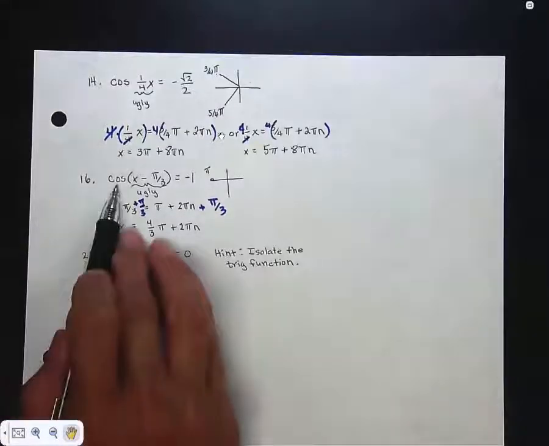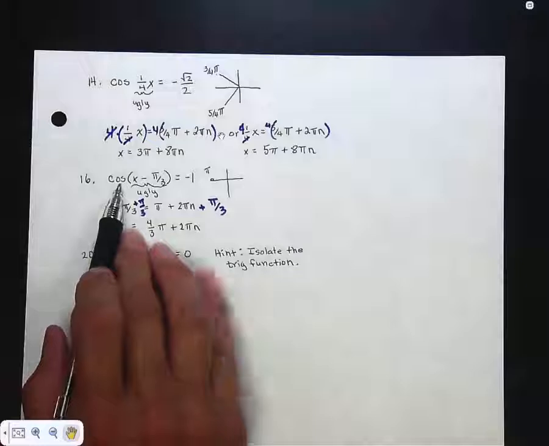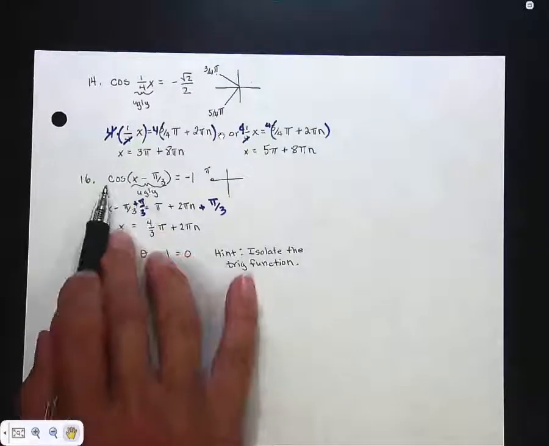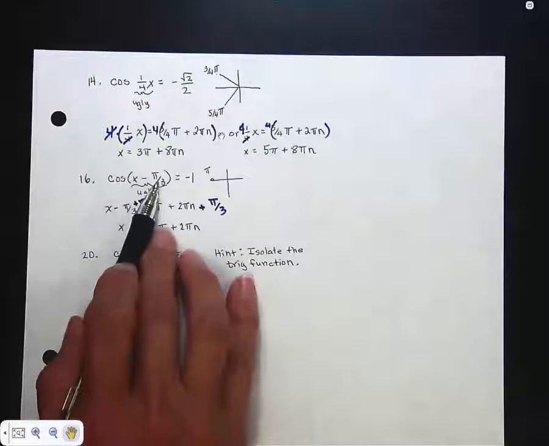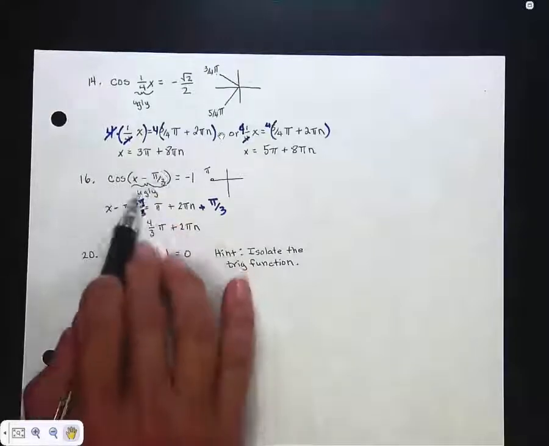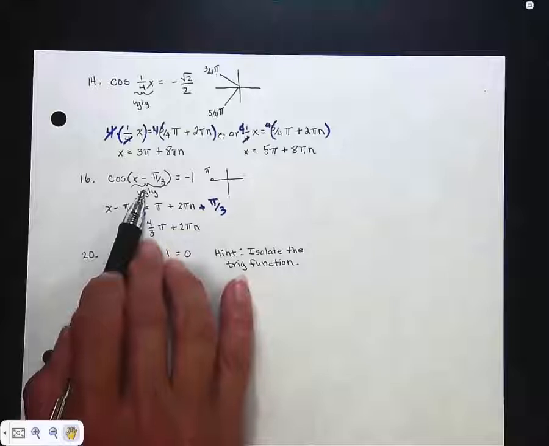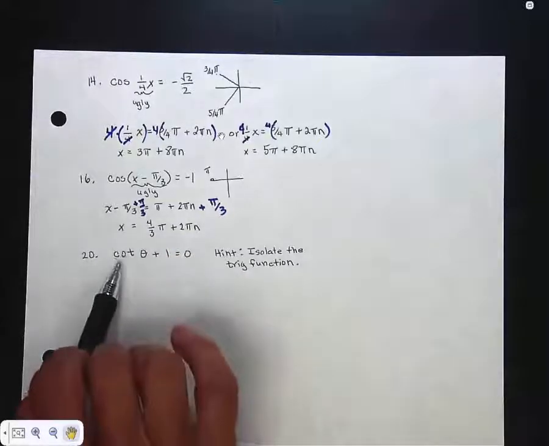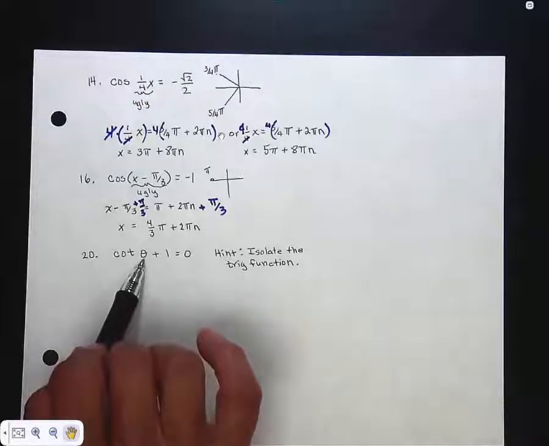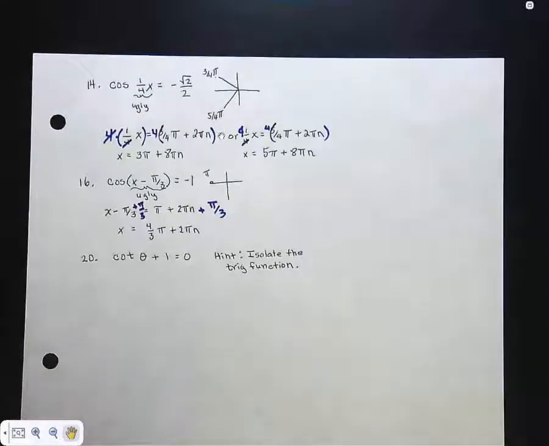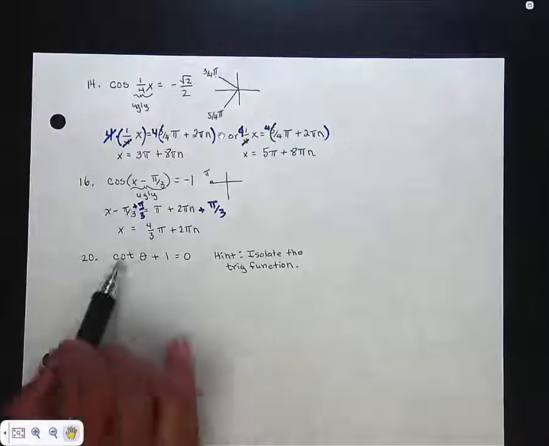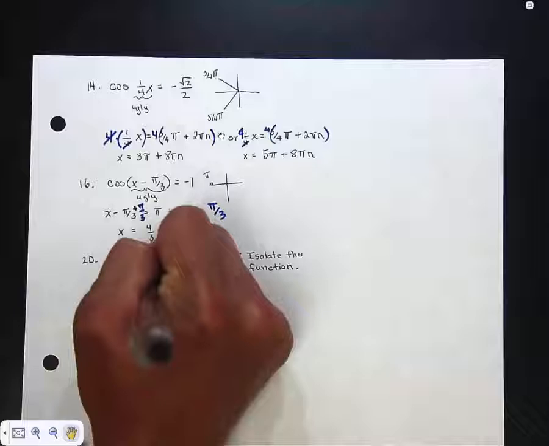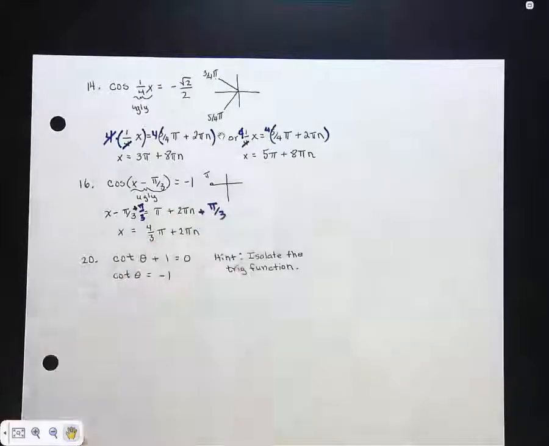On number 16, the cosine, the trig function was already on a side by itself. You have cosine of x minus pi over 3, but that's all one function, and it's all that's on the left-hand side. On number 20, I can get cotangent theta by itself by subtracting 1 from both sides of the equation. I can get the trig function by itself, and I'll have cotangent theta is -1.